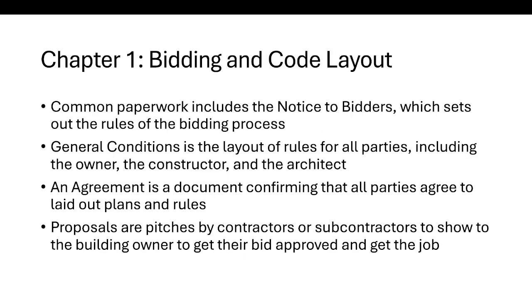Chapter 1 was over bidding and code layout, so a couple different pieces of paperwork to know are the notice to bidders, which sets out the rules of the bidding process. The general conditions is the layout for the rules for everybody involved, including the owner, the builders, and the architect sometimes. An agreement is a document confirming that all parties agree to laid out plans and rules, and proposals are pitches by the contractors or subcontractors to show to the building owner or the main contractor to get their bid approved and get the job.